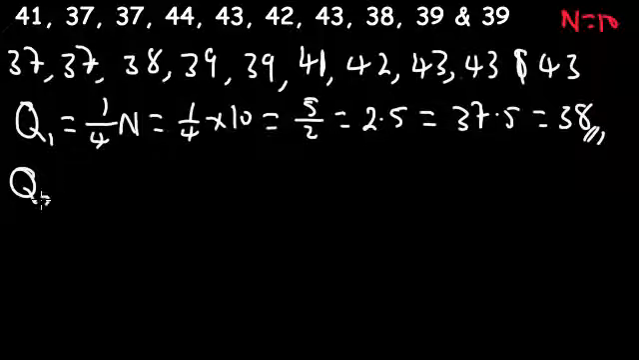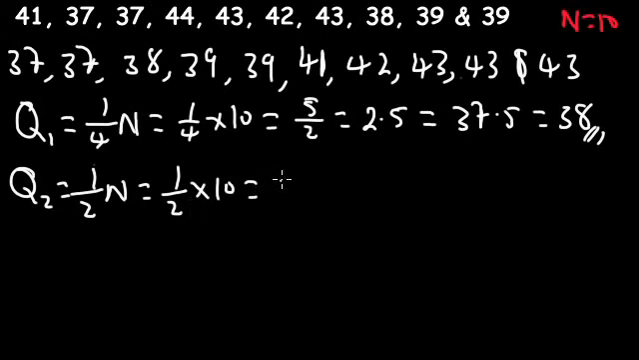Now, what about Q2? Q2, we said, is 1/2 of n. That's 1/2 of 10, which gives us 5. So the fifth distribution is simply equal to 39. So therefore, Q2 is simply 39.